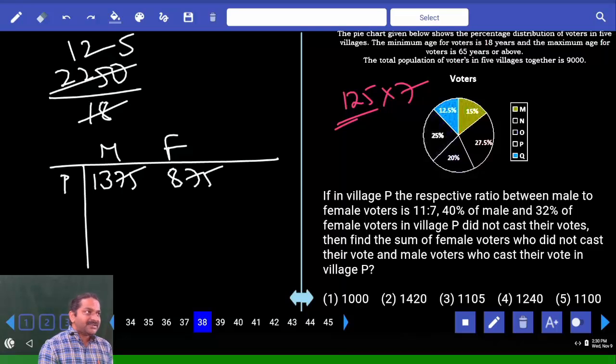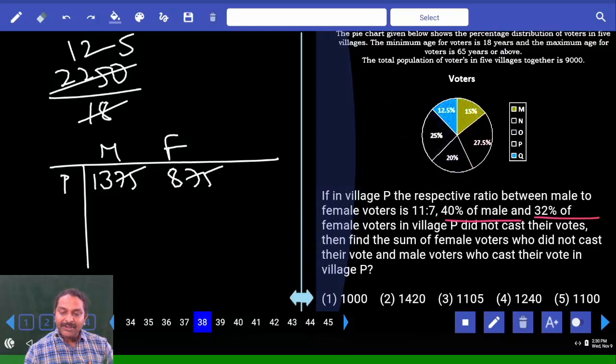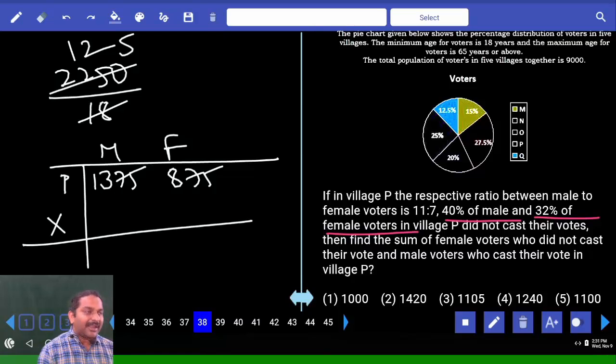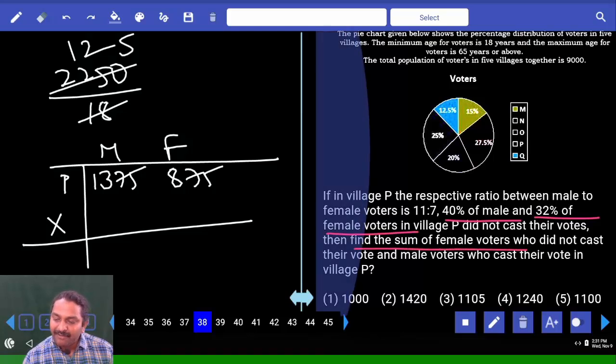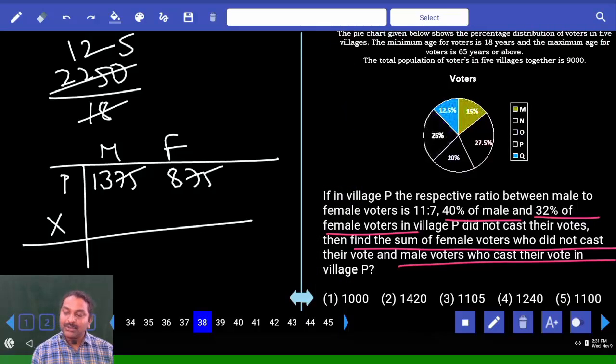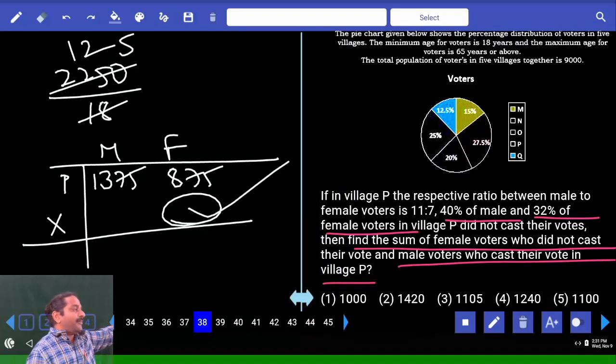875. Yes. Continue. 40% of male and 32% of female voters in village P did not cast their vote. Those who did not cast their vote, you need to calculate. Find the sum of female voters who did not cast their vote and male voters who cast their votes. So when you calculate this, in place of this value, female who did not cast, how many?